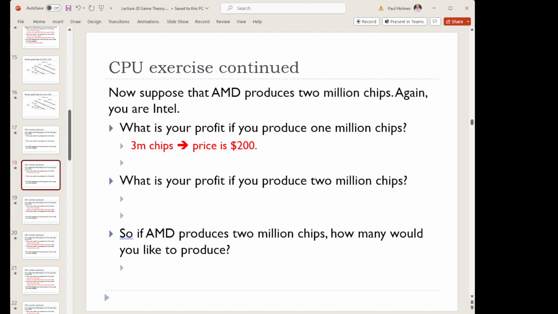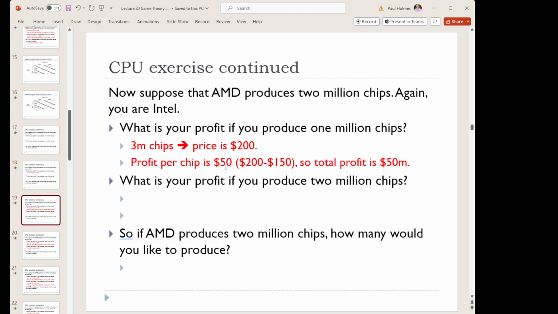Our profit per unit is going to be that $200 minus our cost of $150. So again, we're going to make $50 profit on each of these chips. We're producing 1 million of them. $50 times 1 million gives us $50 million. Again, pretty good, not as good though as what it was when AMD was only producing 1 million.